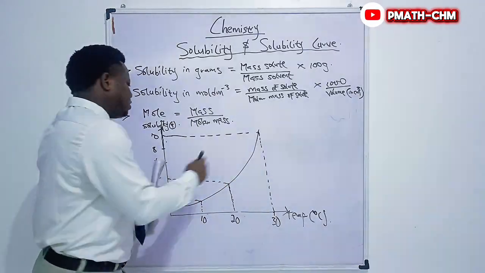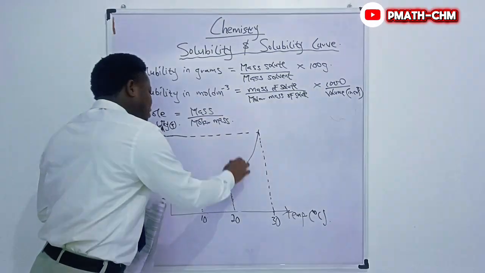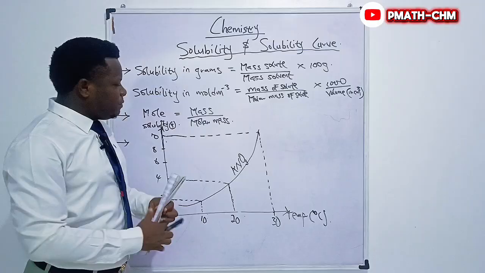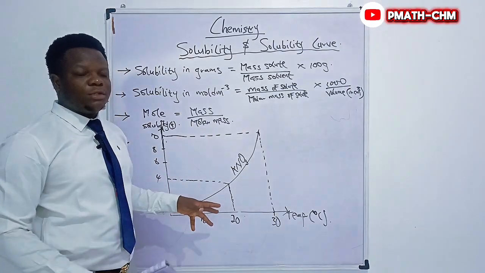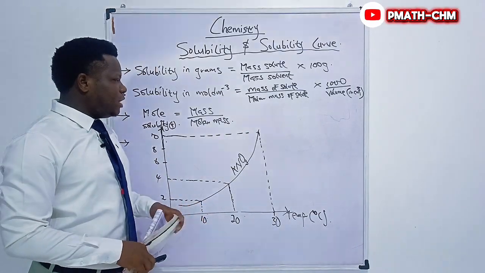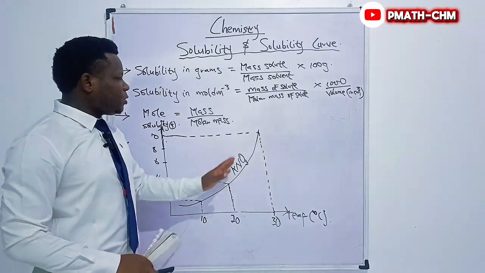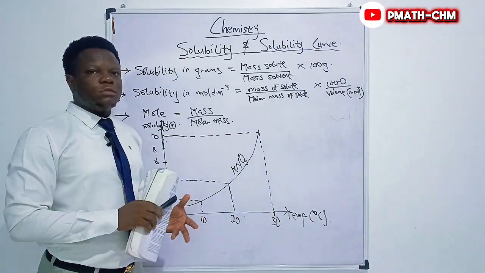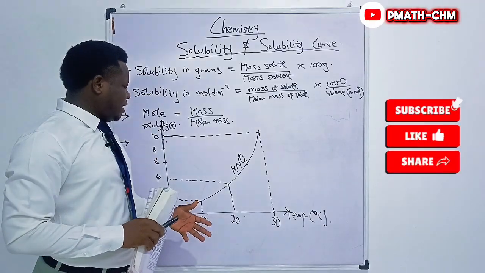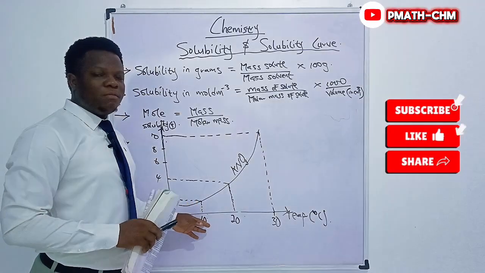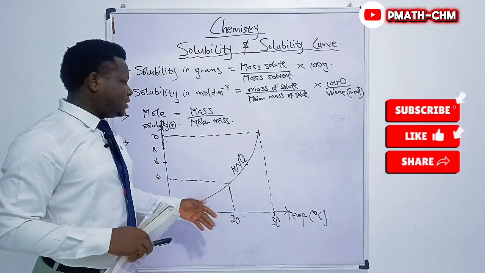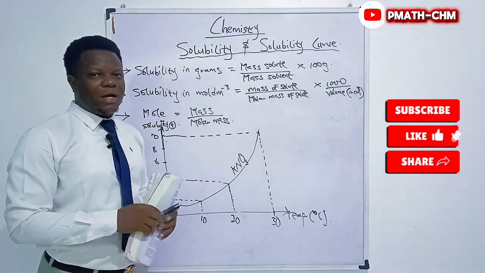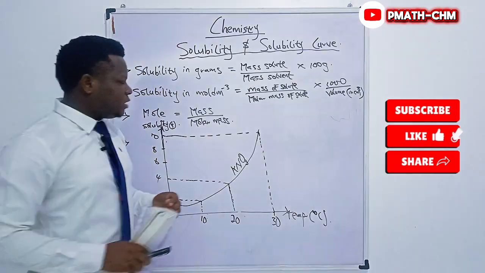So let's say the salt we're talking about here is potassium nitrate, KNO3. If this is the solubility curve for potassium nitrate, you might now see a question that says, if this solution at 30 degrees Celsius is cooled to, let's say, 10 degrees Celsius, calculate the mass of KNO3, potassium nitrate, that would crystallize out. Now let's understand the concept of the question.